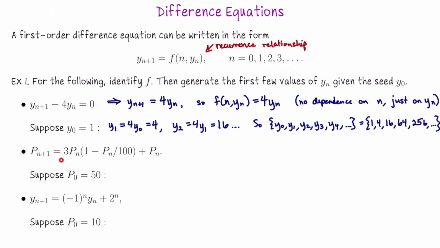In the second one, I've switched from the letter y to p, but that's not a problem. Here, p might refer specifically to a population or some principal amount in a bank or something like that. So first, let me identify the right-hand side. Once again, this has no dependence on the first input n. So I think I'll leave that off this time. I'll just write that the right-hand side is f of p sub n is 3 times p sub n times the quantity 1 minus p sub n divided by 100, plus p sub n.